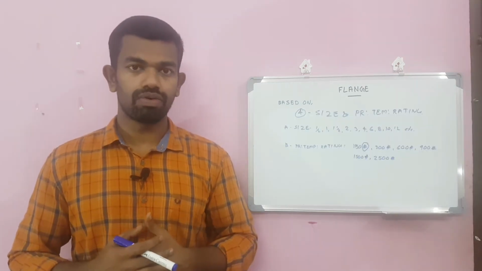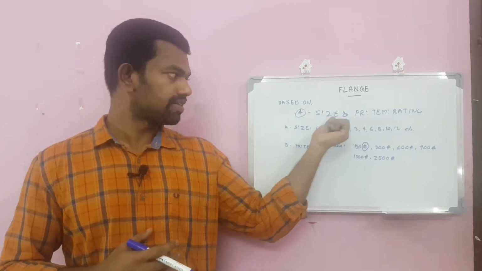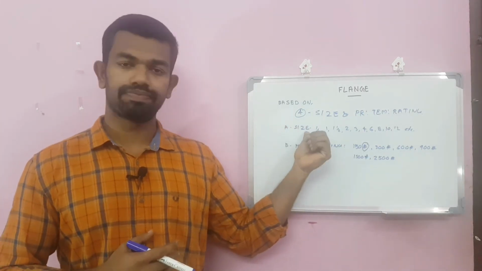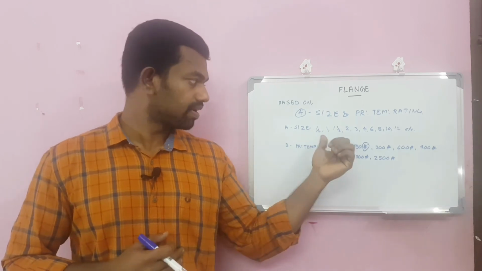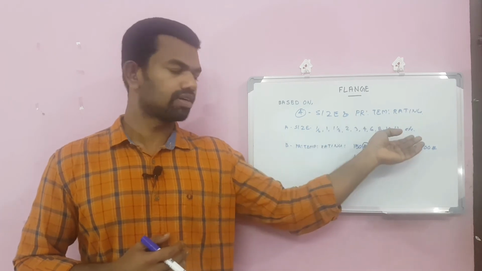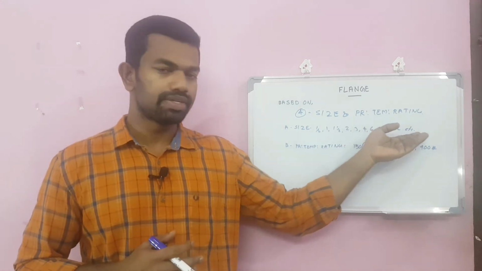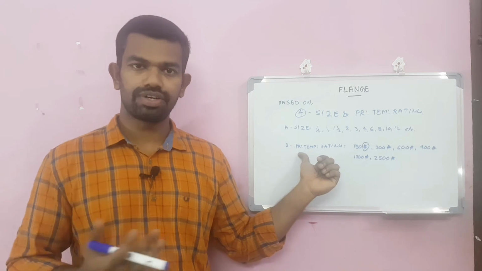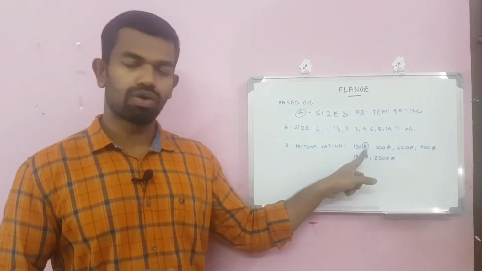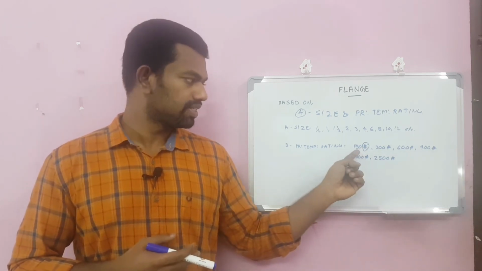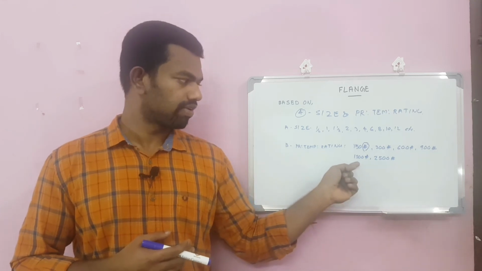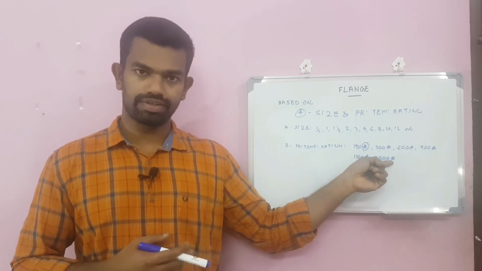Now we can take a look at the fourth parameter, size and pressure temperature rating. First, size. Sizes start from half inch, 1 inch, 1.5, 2, 3, 4. It goes on infinitely, there are no limits. Based on the pressure temperature rating, there is rating 150, which is a symbol of pressure temperature rating. Rating 150, rating 300, rating 600, rating 900, rating 1500, rating 2500.